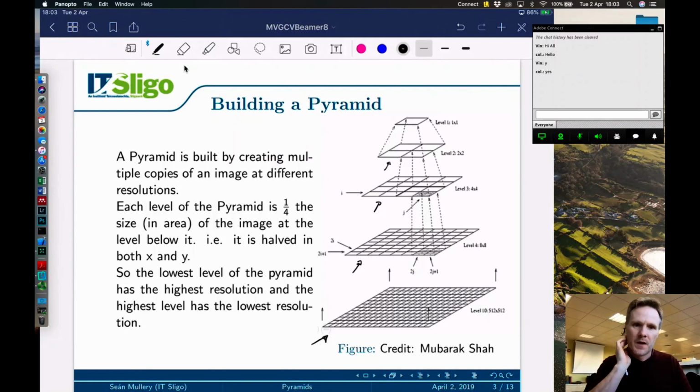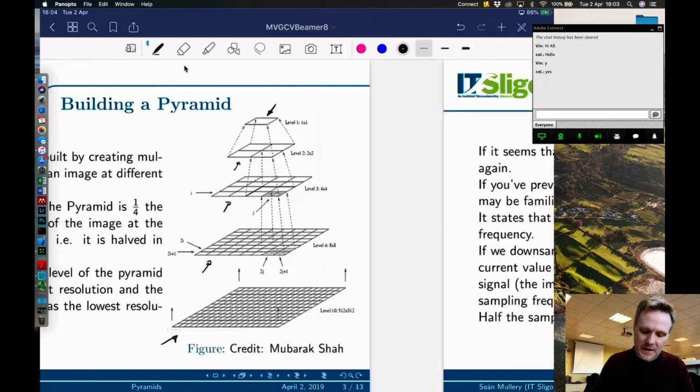So a pyramid is built by creating multiple copies of an image at different resolutions. Each level of the pyramid is 1/4 the size in area of the image at the level below it, i.e. it's halved in both X and Y. So the lowest level of the pyramid has the highest resolution, and the highest level has the lowest resolution. Okay, so when we get up to the top, you can see there's only 1 pixel here, obviously, and we normally wouldn't go down to just 1 pixel, by the way, there'd be very little point in that. But as we go up in levels of the pyramid, we're basically going down in resolution. We're able to see much less information.